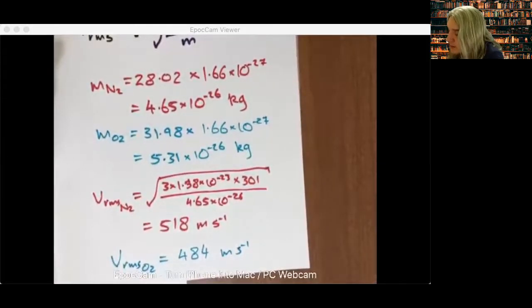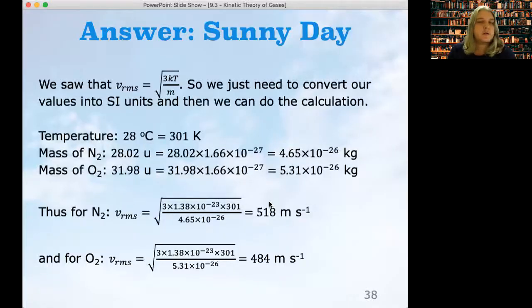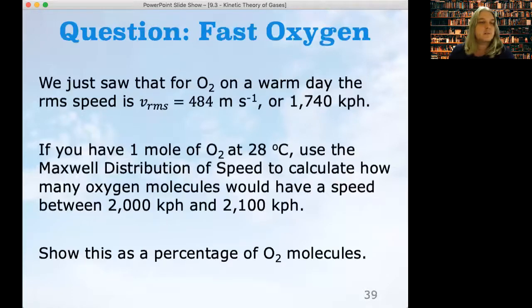So that is that question. Nothing too difficult there. Pretty straightforward calculation, but a reminder that you do need to use SI units. As you can see, the slides have the same answers written out in there.